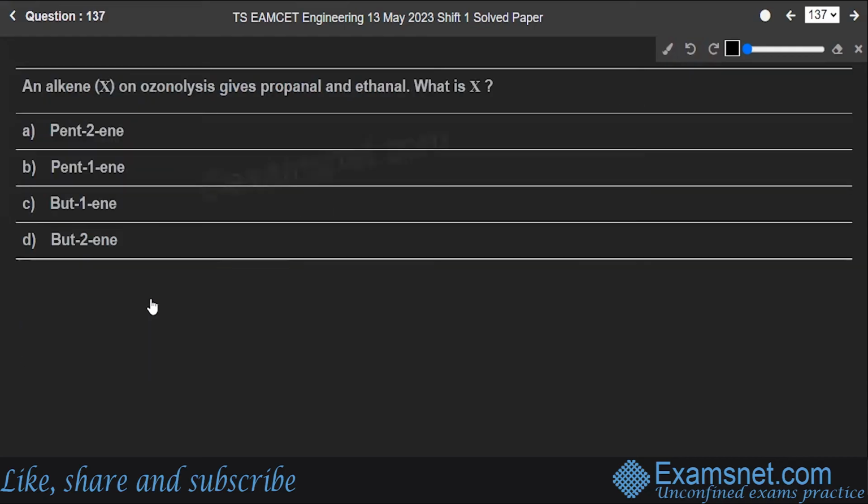Next is question number 137. An alkene X on ozonolysis gives propanal and ethanal. What is this X? So you have an alkene, which will be pent-2-ene. So let's go for pent-2-ene. This is CH3, CH, CH, CH2, CH3. So this is 2-pentene or pent-2-ene.